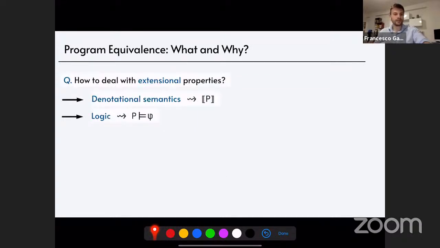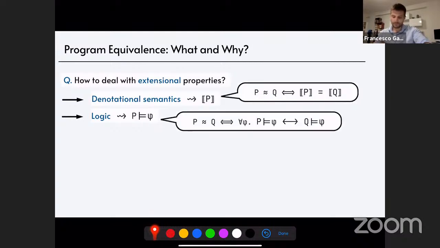Okay, so how do we deal with these sort of extensional properties? Well, there are many ways to do so. Among the most popular ones, we have denotational semantics. We have logic, in which we define logical formalisms to talk about properties of programs, and many others, of course. The relevant point is that in all these approaches, what we come up with are indeed notions of equivalence between programs. For instance, we may say two programs should be considered equivalent if they have the same denotation, right? Or if they satisfy the same formulas.